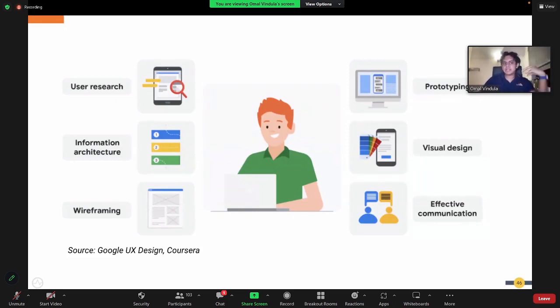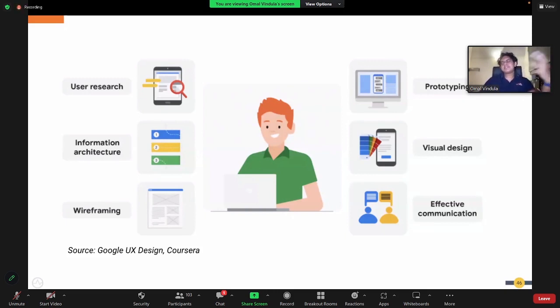So once you have done this research, then you can create wireframes and prototypes, similar to the design thinking process. And then you come up with the best possible UI with the best possible UX that you can.